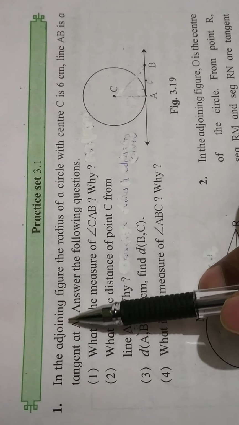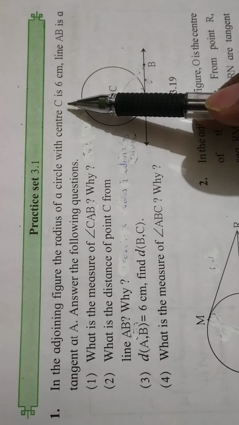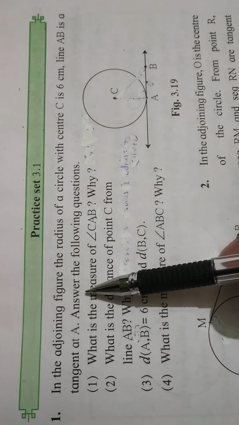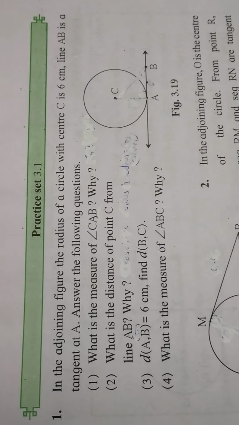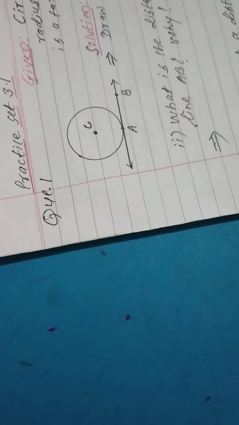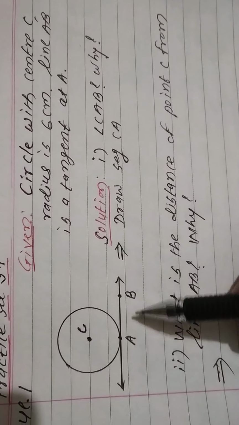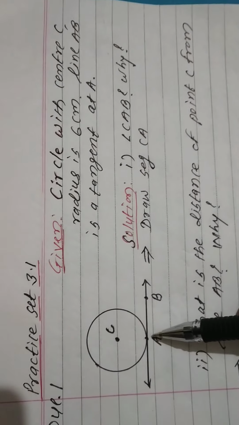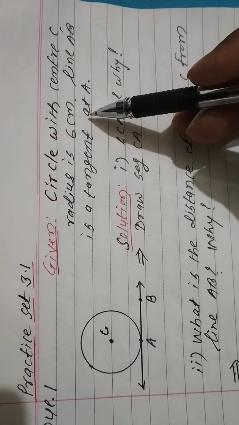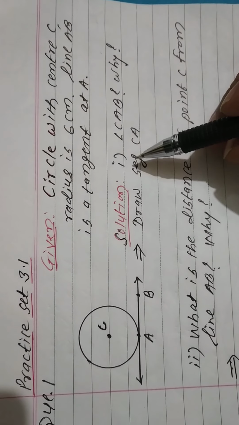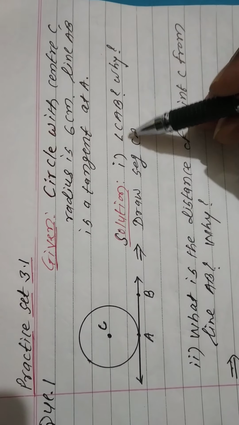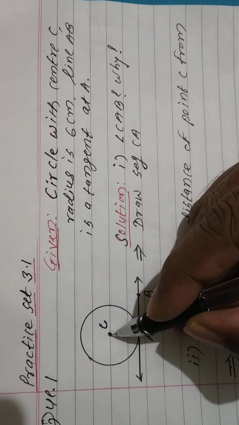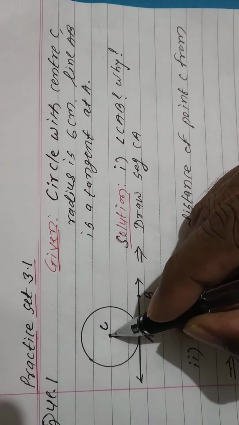In the adjoining figure, the radius of a circle with center C is 6 centimeter. Line AB is the tangent at A. Answer the following questions. In the figure, line AB is the tangent at point A and the radius is 6 centimeter. This is given. First question is, find the measure of angle CAB and why. Therefore, I draw the segment CA, join segment CA.